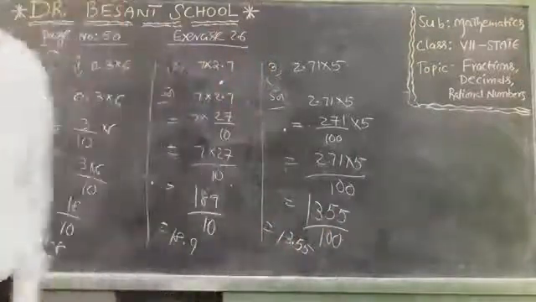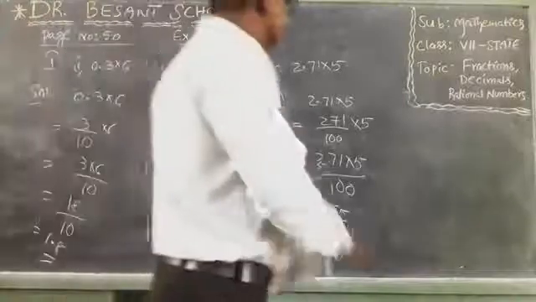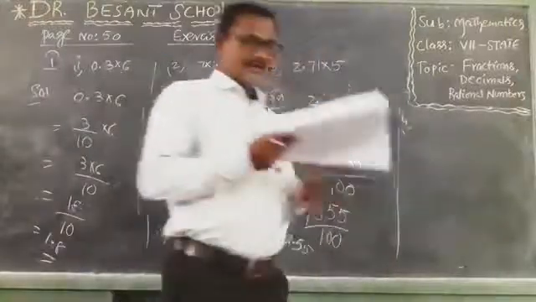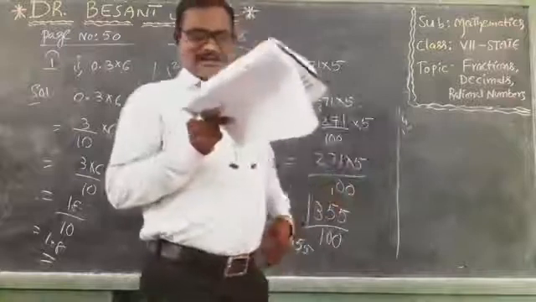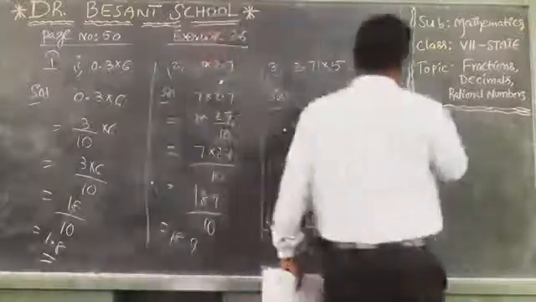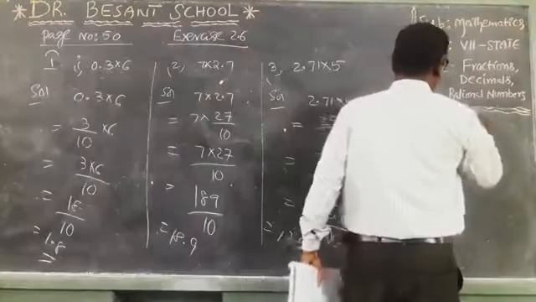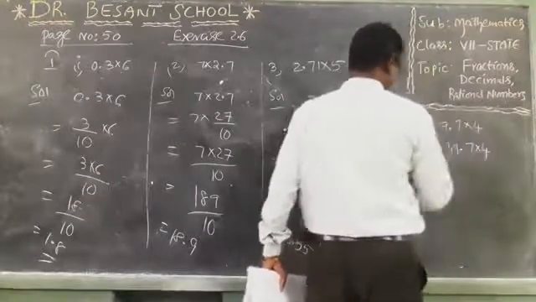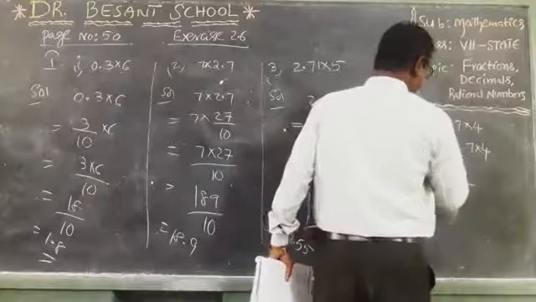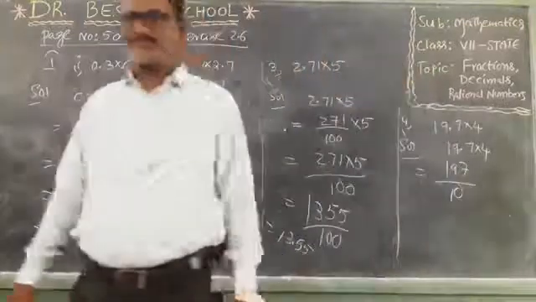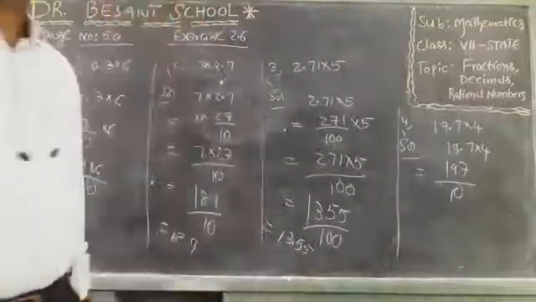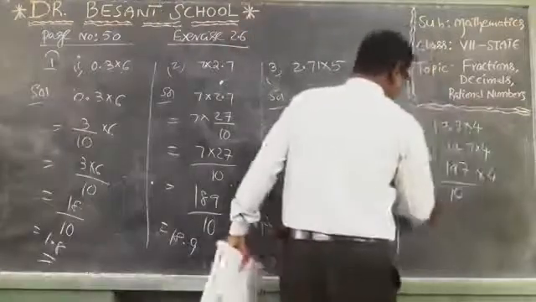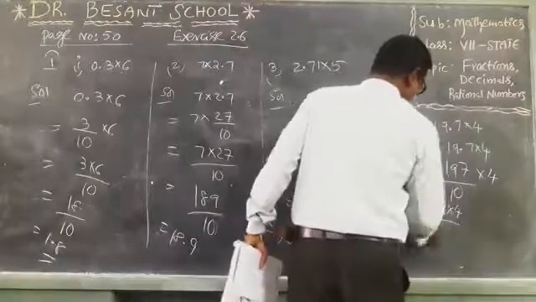Did you understand, children? Yes. Come to one more problem, the fourth one from this Roman. 19.7 into 4. See, children, this is 19.7 into 4. This can be written as 197 by 10. Into 4 means 197 into 4 by 10.